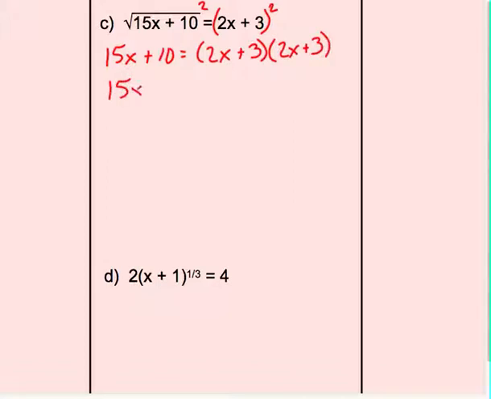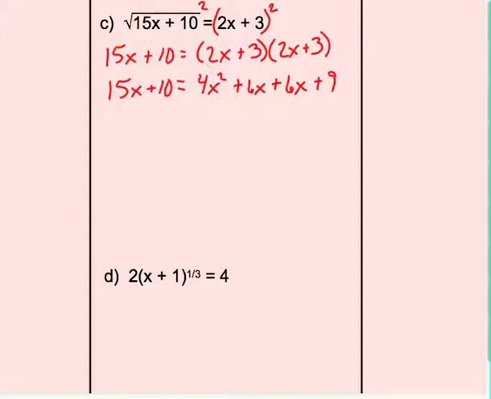Distributing on the right-hand side, 2x times 2x is 4x squared. 2x times 3 is 6x. 3 times 2x is 6x. And 3 times 3 is 9. So now I have a quadratic equation to solve this. I want to get all the terms on one side and get it equal to 0.